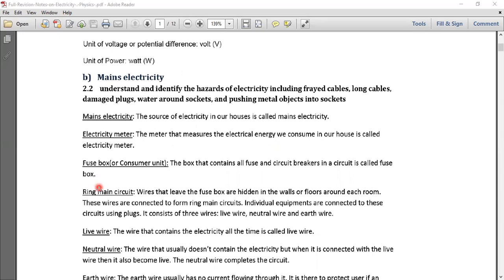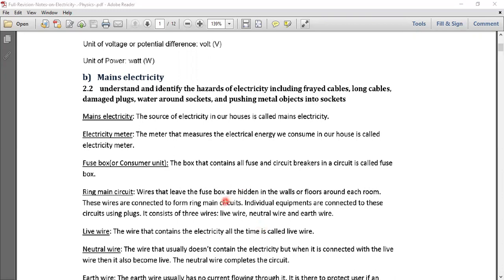Now, the ring main circuit. What is a ring main circuit? Wires that leave the fuse box are hidden in walls or floors around each room. These wires are connected to form the ring main circuit. Individual equipment is connected to these circuits using plugs. It consists of three wires: live wire, neutral wire, and earth wire. That is, ring main circuits are the circuits inside the wall. We have connections of electricity inside the walls, so they form a ring main circuit, and it always has a live wire, neutral wire, and an earth wire.